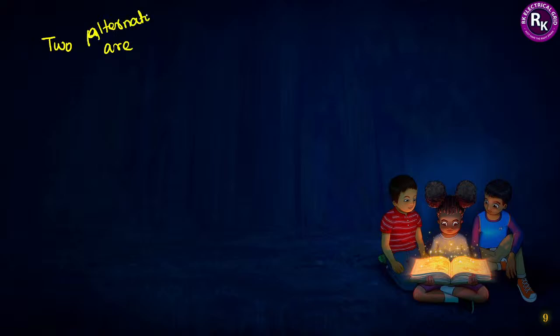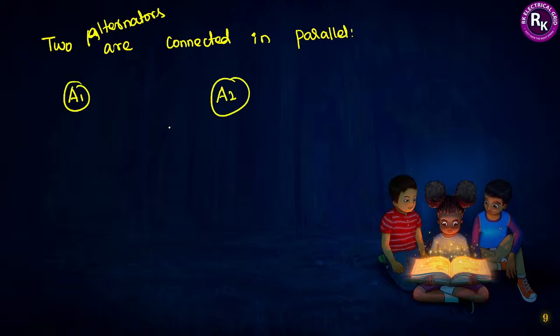Two alternators are connected in parallel. So when two alternators are connected in parallel, there will be two machines, right? Now let us take alternator 1 and alternator 2. We have to compare the changes in both of these alternators.